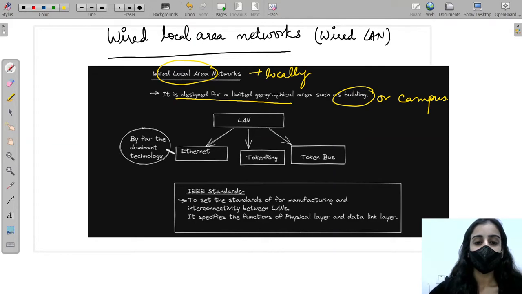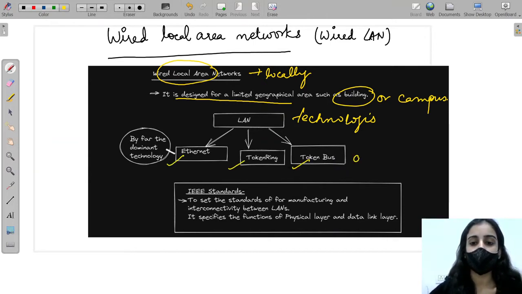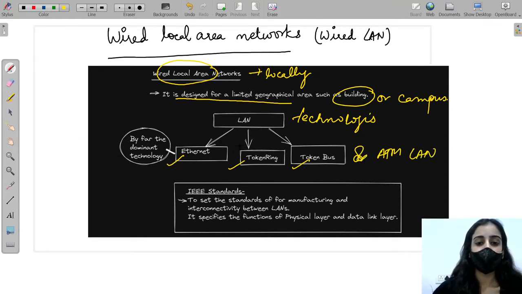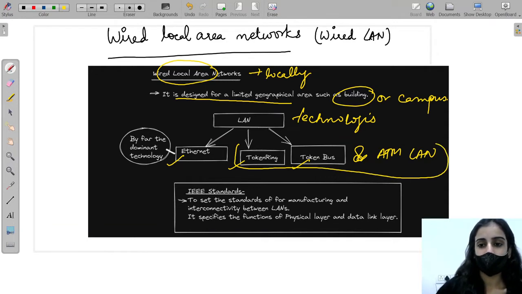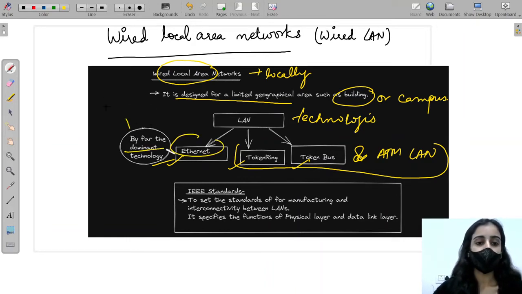In LAN there are many technologies that have been introduced, which are Ethernet, token ring, token bus, or ATM LAN. But these technologies, except Ethernet, survived for a while but then went away. Ethernet is by far the dominant technology, so our main focus will be on Ethernet.